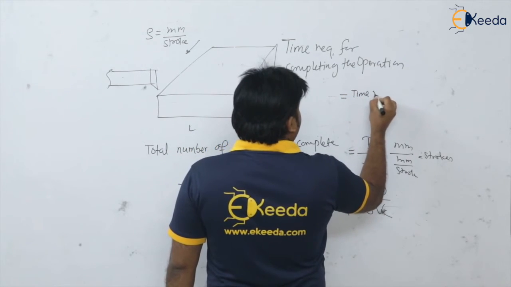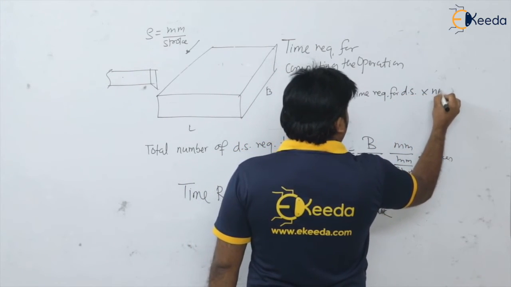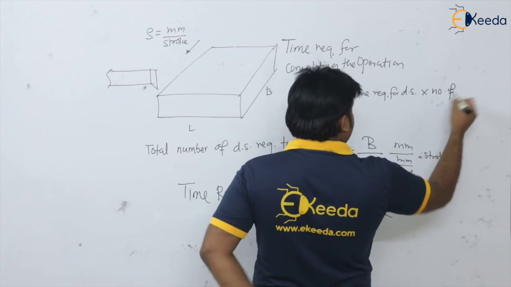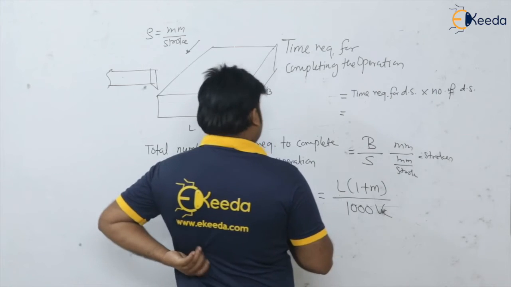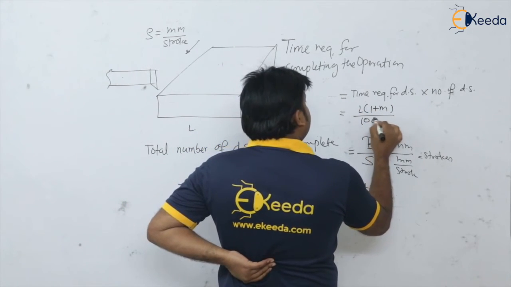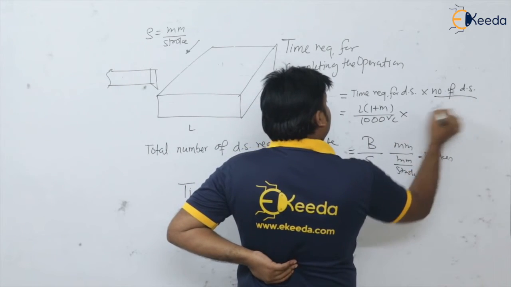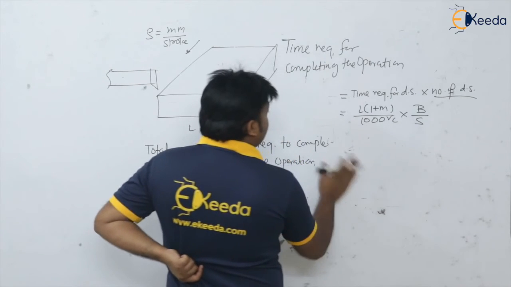the time required for the double stroke into the number of double strokes, isn't it? So time required for the double stroke is how much? L into bracket 1 plus m divided by 1000 VC into number of double strokes. How will you calculate that? B upon S. So we can get the formula.